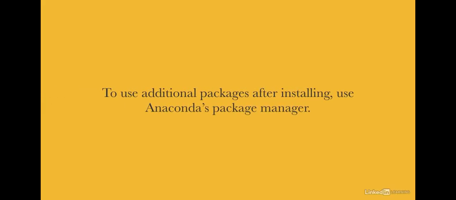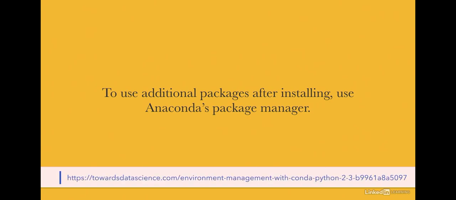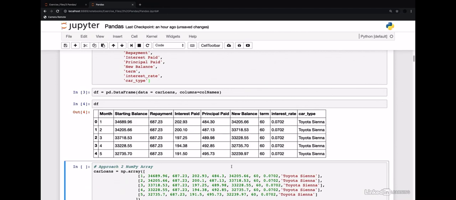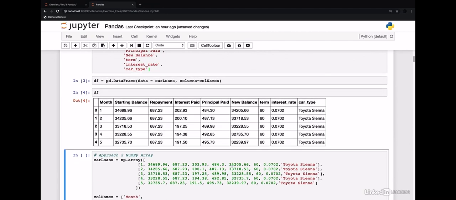Also, if you need to install additional packages after installing Anaconda, you can use Anaconda's package manager, Conda, or Python's installer package, pip, to install those packages. Simply follow the link here to get that information. So what about Jupyter? Jupyter Notebooks contain both code and rich text elements, such as visualizations, links, and equations. So right here is a Jupyter Notebook in action, and you'll see a lot of that throughout this course.